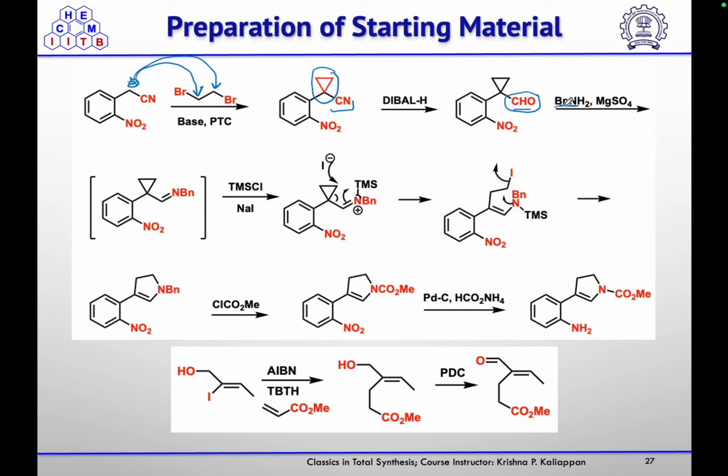So aldehyde on reaction with amine will form imine. This on reaction with TMS chloride in the presence of sodium iodide. So nitrogen will react with TMS, and then iodide will open that three-membered ring that is strained in nature, and then it will stabilize the positive charge on the nitrogen. Then that nitrogen will attack in the SN2 fashion to remove the iodide to form the five-membered ring.